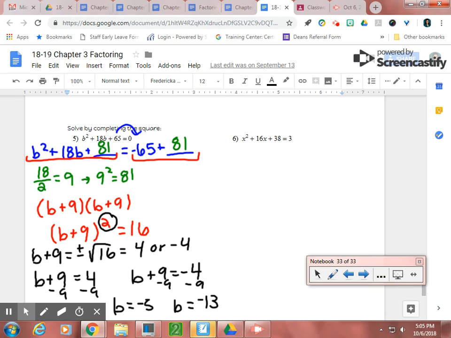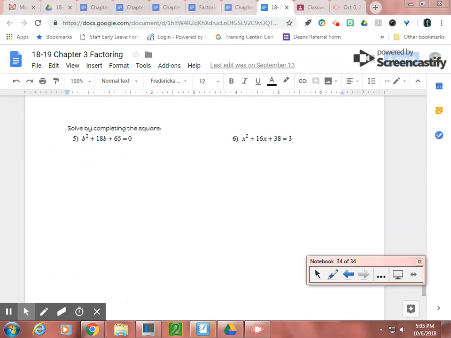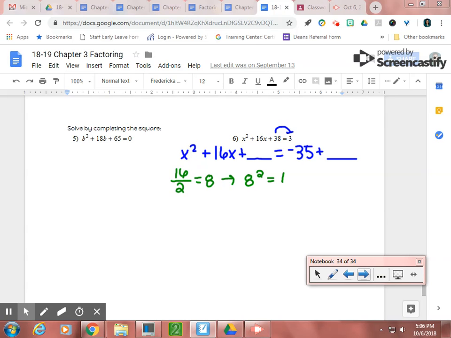Okay, so let's look at another one. First step, take this to the other side. So I have x squared plus 16x plus a blank, and then we're going to subtract that. We're going to take that to the other side and get negative 35, and we're going to add a blank. Step 2 says that we want to take the middle term, 16, and divide it by 2. That's going to give us 8. Then we take 8 and square it to get 64. So we're going to put 64 in here, and 64 in here because we have to balance and add it to both sides.